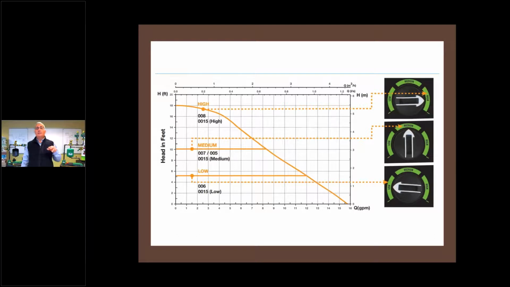So one circulator, multiple speeds, and I could zone this project all with circulators. But to us here, 52,000 BTUs on this project, that's a lot if I'm going to zone with multiple circulators.